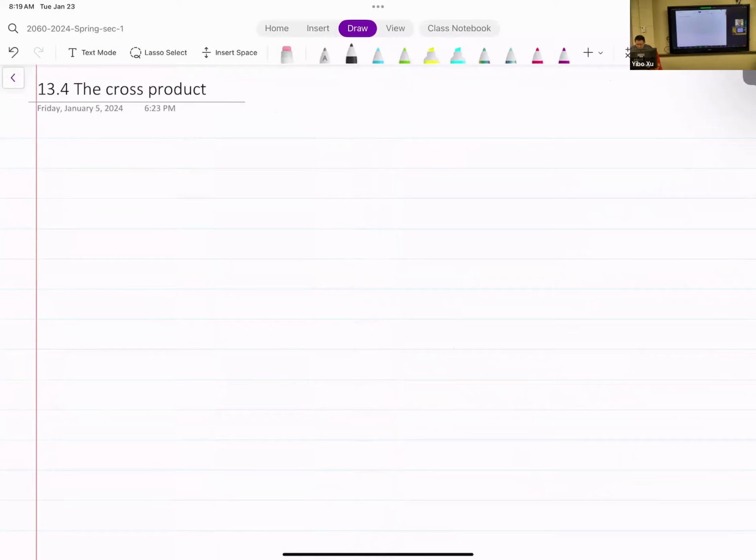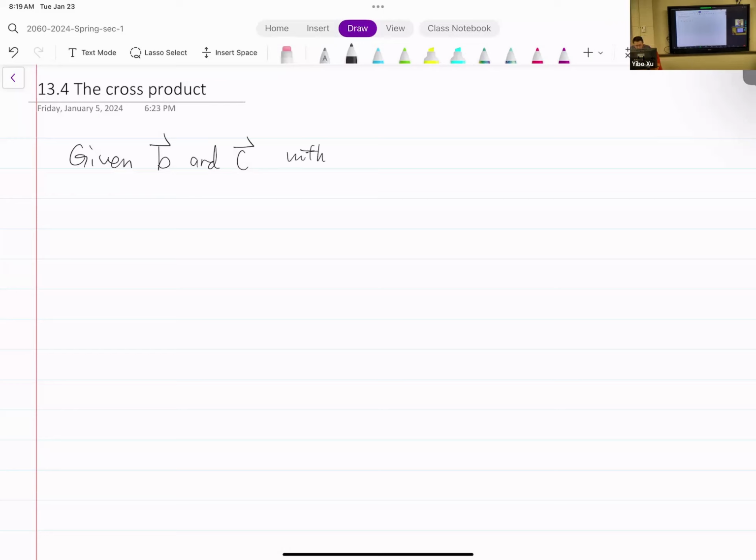The cross between two vectors. So if you recall, the dot product is to say, okay, I give you two vectors, you produce me some scalar value, right? And we define it using the geometric perspective. But here it's really different, in the sense that we are going to produce a vector out of the two vectors B and C.